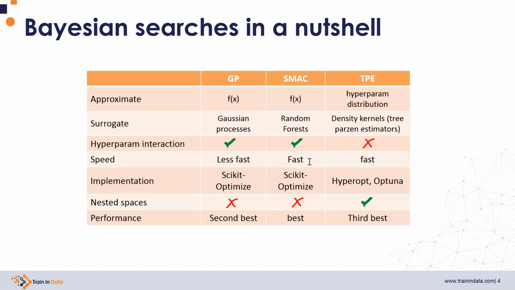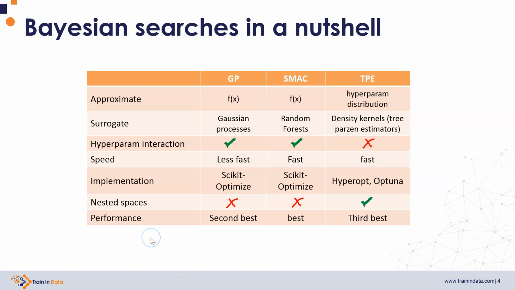Now, in terms of how long these models take to compute, SMAC and TPE have been shown to be the fastest, and Gaussian processes are not so fast because it takes a little bit longer to compute Gaussian processes. GP and SMAC are implemented in the library scikit-optimize, and TPE is available in Hyperopt and Optuna.